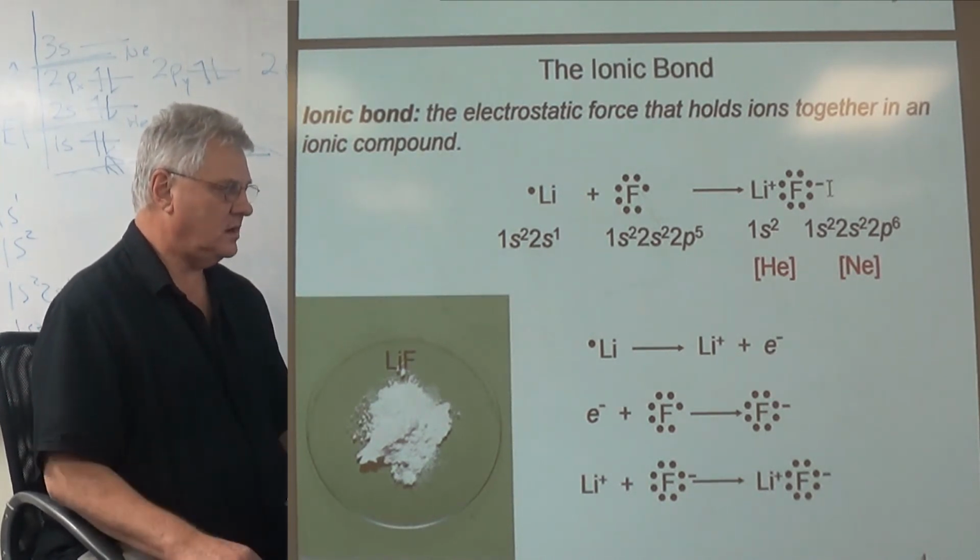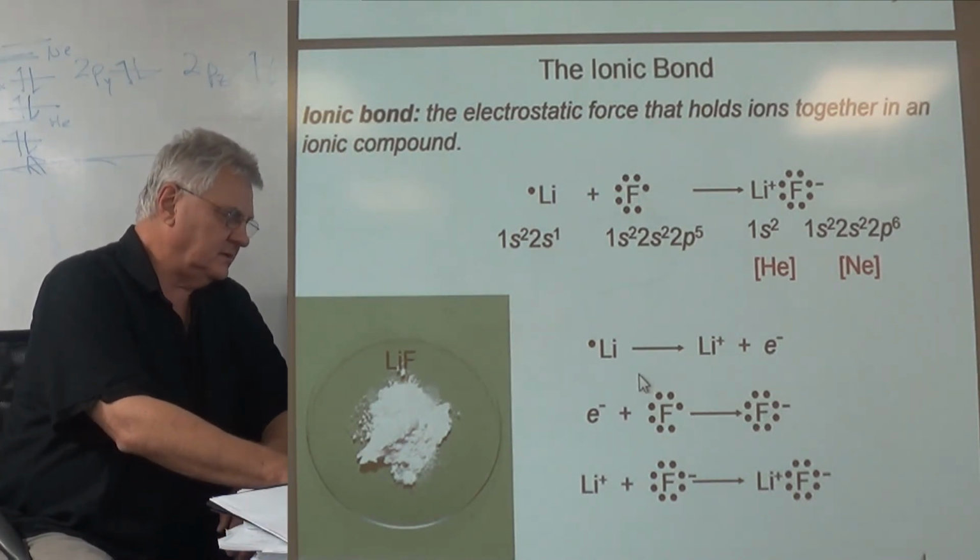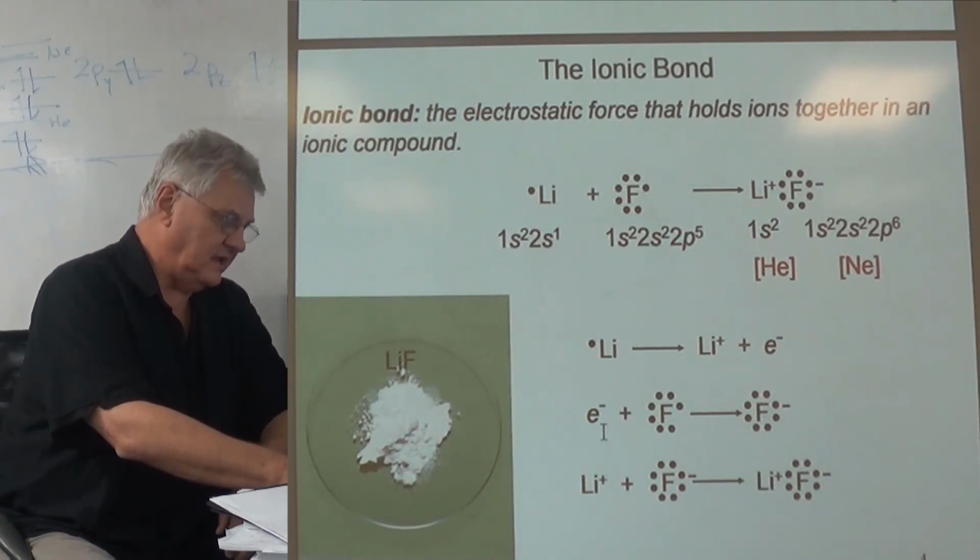Ionic bonds are the strongest of the types of interactions. Essentially, a lithium atom is losing an electron, a fluorine atom is gaining it, and we're making the ionic compound, lithium fluoride.